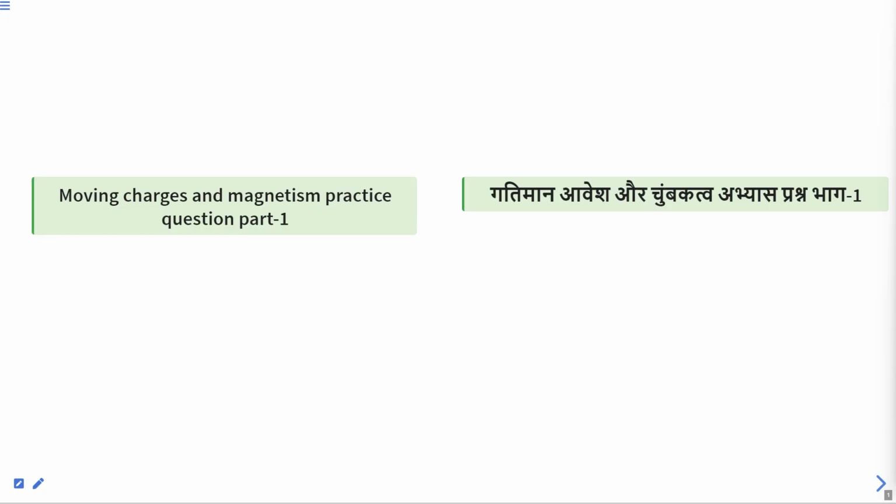Hello students, in today's lecture we will solve some practice questions based on moving charges and magnetism. Part 1.